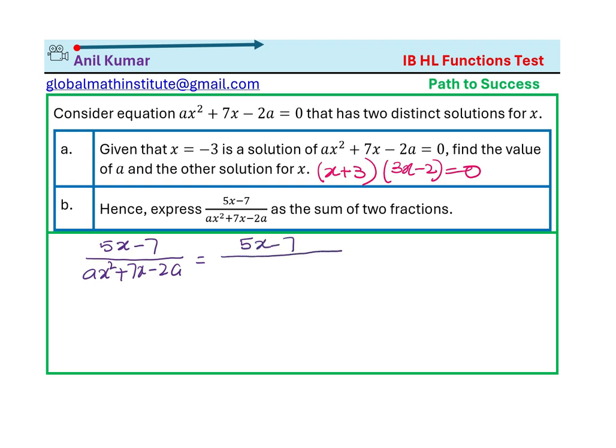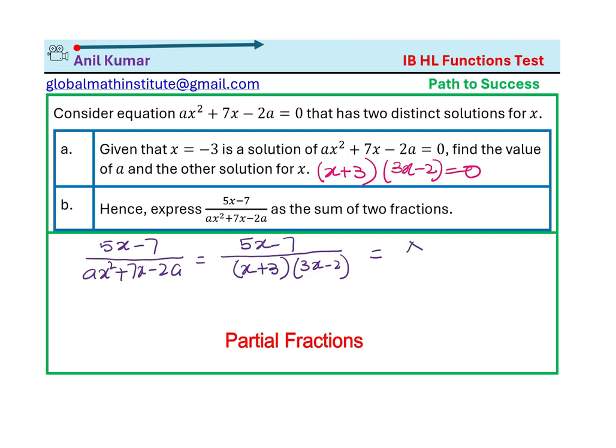So we have this expression, (5x minus 7) over (x plus 3) times (3x minus 2). So that's a rational function. We need to write this rational function as two fractions, right? Two rational functions. So the method is, we have 5x minus 7 over two linear factors, right?